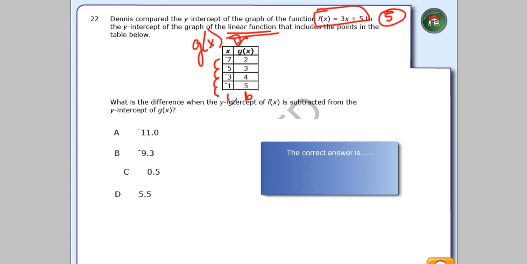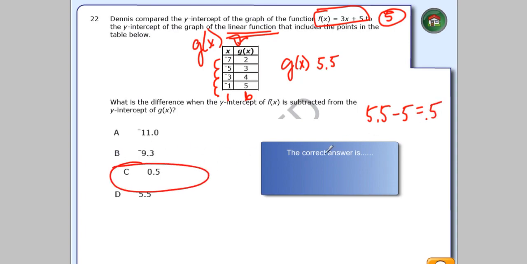So if I wanted to find it when it was 0, it would be between -1 and 1, and between 5 and 6 is 5.5. So the y-intercept of g of x would be 5.5. Don't get tricked and pick D. It says, what is the difference when the f of x y-intercept is subtracted from g of x? So the g of x is 5.5. You take away 5. So your answer would be 0.5, which is C.